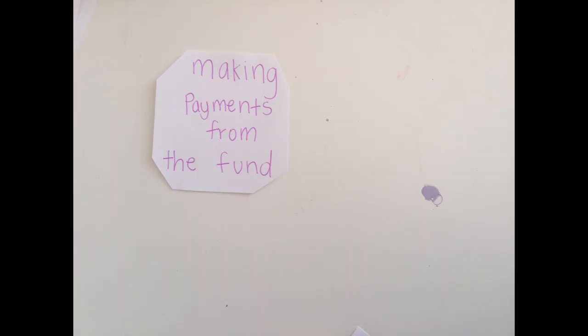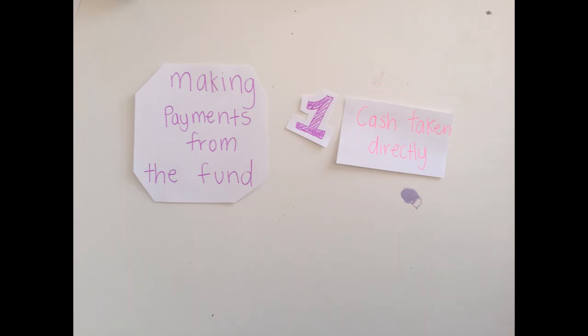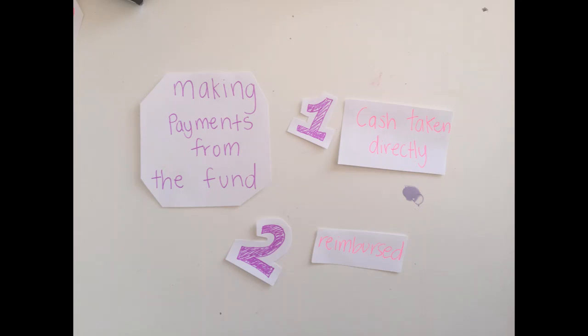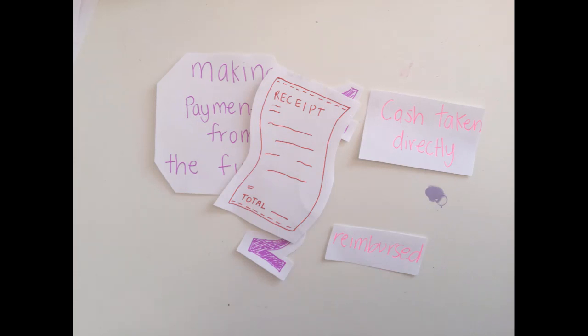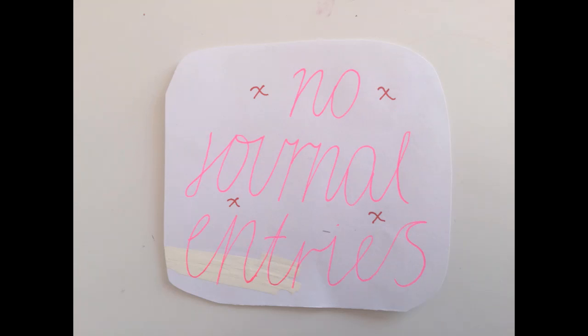The next step of the fund involves making payments from the fund. There are two ways that payments can be made from the petty cash fund. Cash can be taken directly from the fund, or employees can be reimbursed. As purchases are being made, it is important that receipts be kept to help keep track of how much cash is being used. During this process, no journal entries will be made.